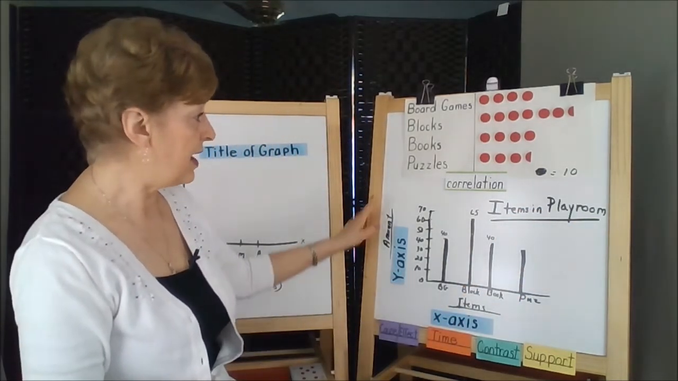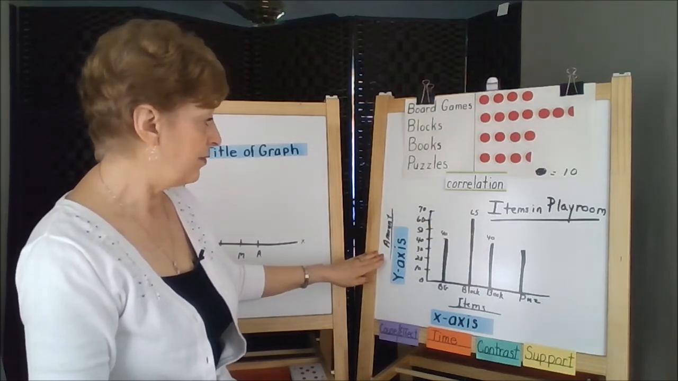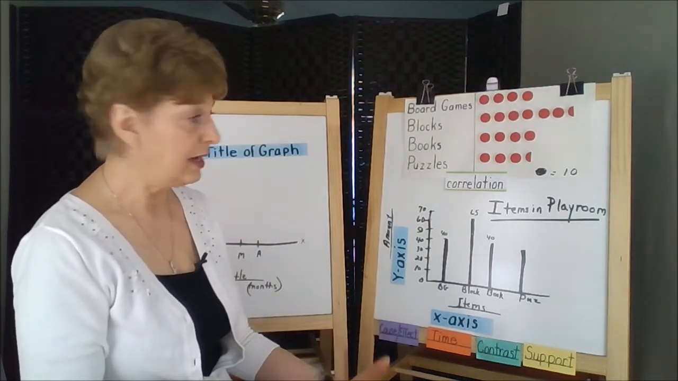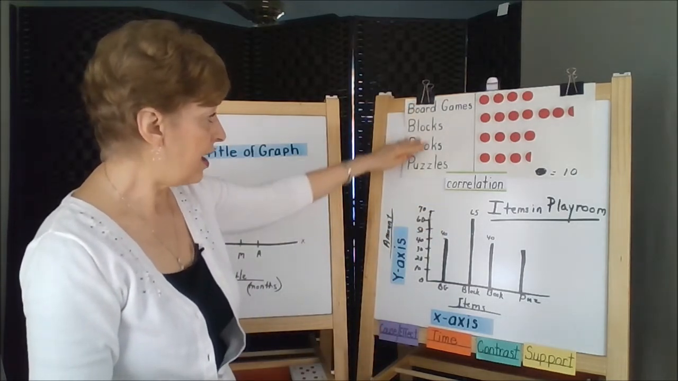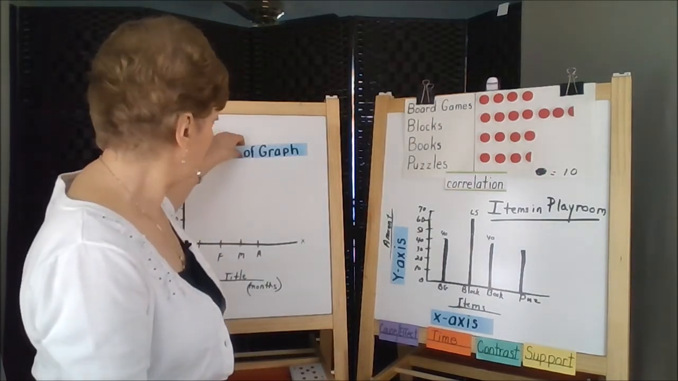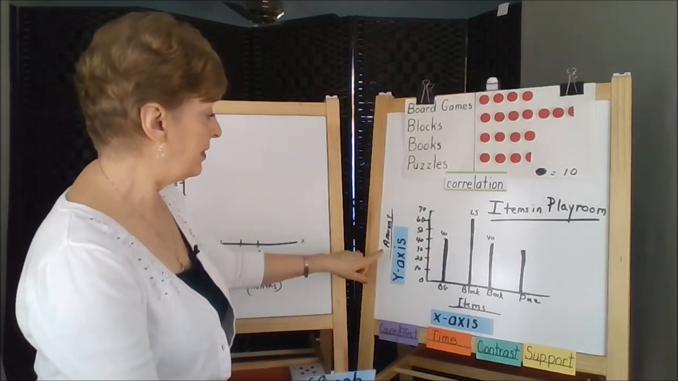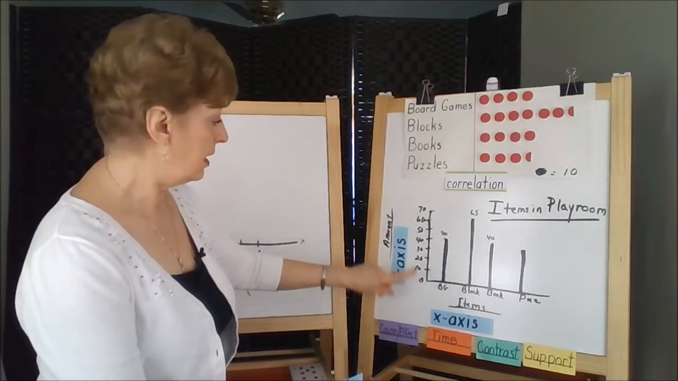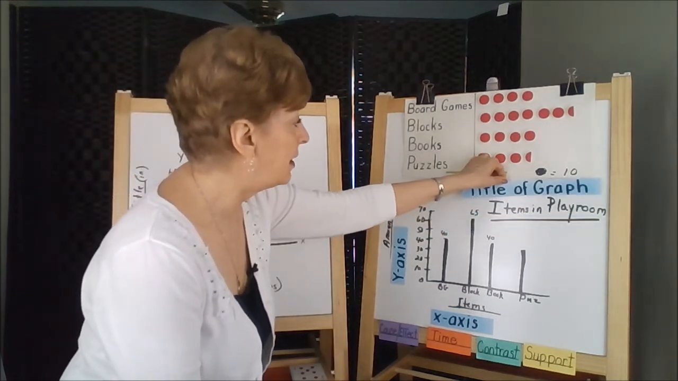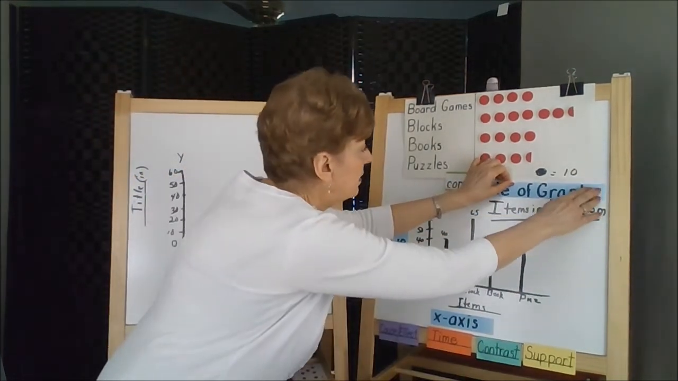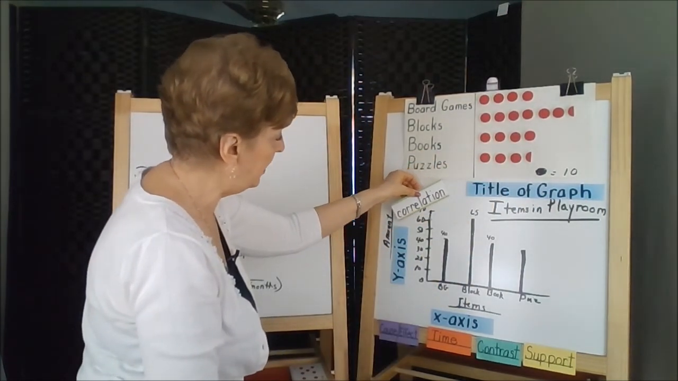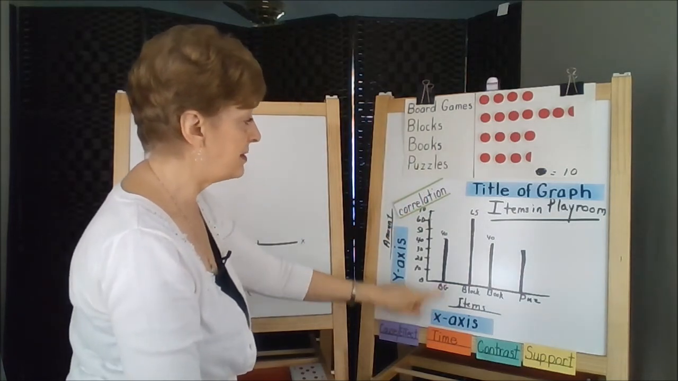So now we know that the items in the playroom, we know the amount of them and the item itself. So the correlation would be between the actual items and where you'd find them. These are the most important parts of the graph though. We've got a label on the y-axis, a label on the x-axis, and the title of the graph that shows the correlation between these two, the x and the y-axis.